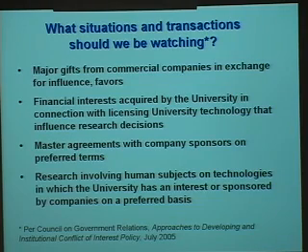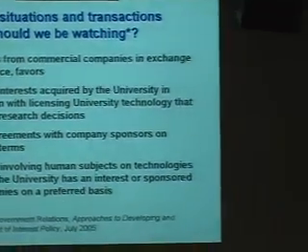And then research involving human subjects or technologies in which the university has an interest. So we do have drugs, for instance, and devices that have originated at the University of Michigan as inventions that are now in the marketplace. So when we're prescribing those drugs to University of Michigan health system patients, are we required to make a disclosure that the university makes money every time we sell that drug or sell that device, even if we're selling it to our own patient?